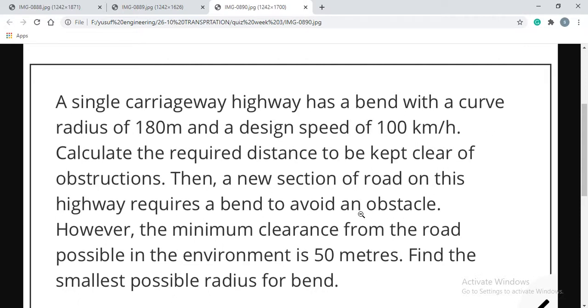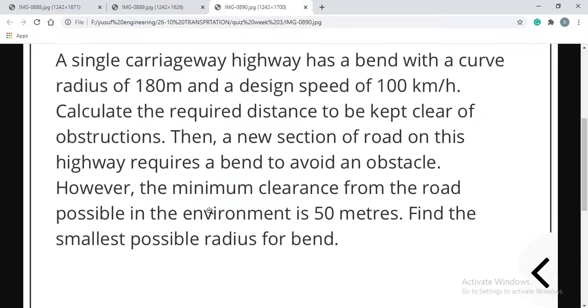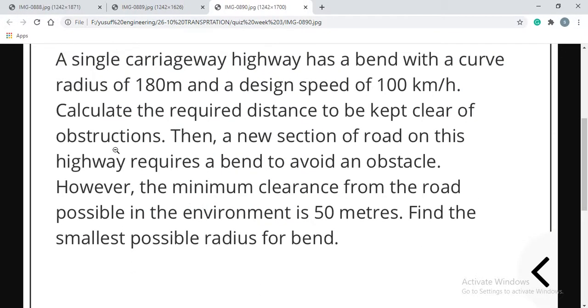Requires a bend to avoid an obstacle. However, the minimum clearance from the road possible in the environment is 50 meter. Find the smallest possible radius for the bend. We need to find the radius this time. A single carriageway highway has a bend with a curve radius of 180 meter and a design speed of 100 km per hour. Calculate the required distance to be kept clear of obstruction. Then a new section of road on this highway requires a bend to avoid an obstacle. However, the minimum clearance from the road possible in the environment is 50 meter. Find the smallest possible radius for the bend.